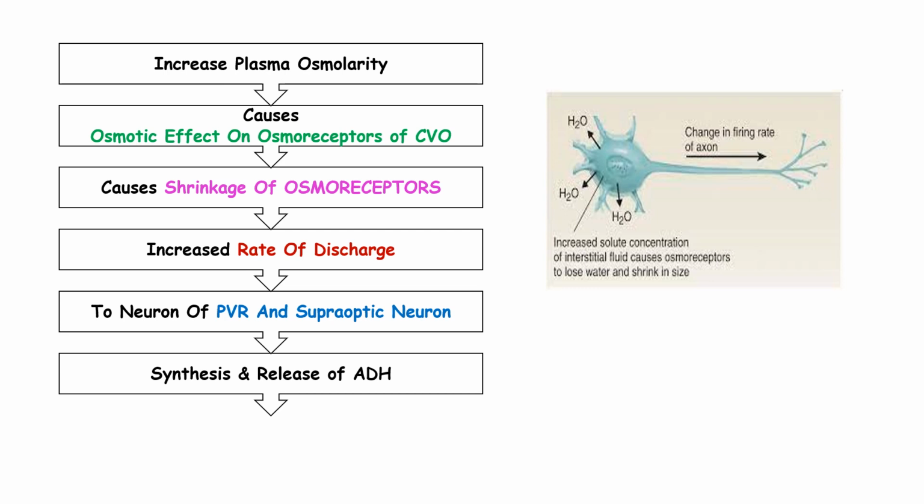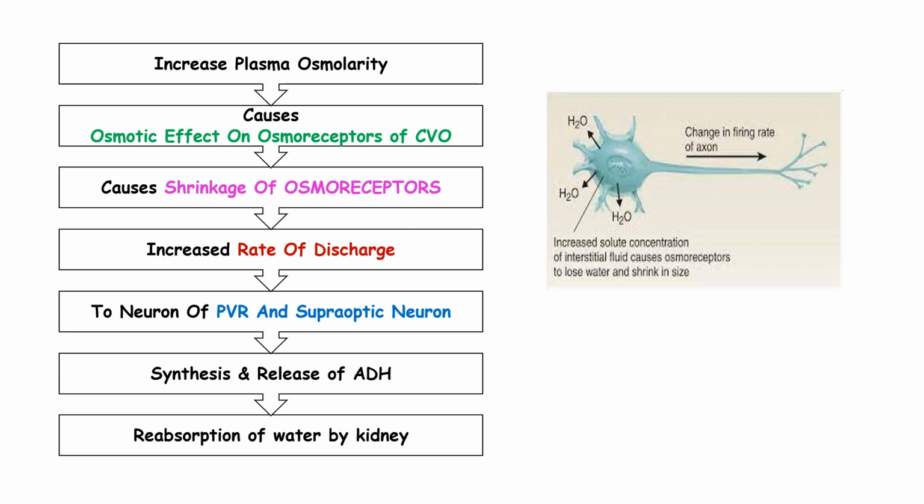By the process of transport, they will reach the posterior pituitary, and by the process of exocytosis, they will finally enter the blood capillaries, and from there will be transported all the way to the kidney, where it brings about the reabsorption of water. So the kidney will be the target site for the action of ADH in this case. So it is clear.